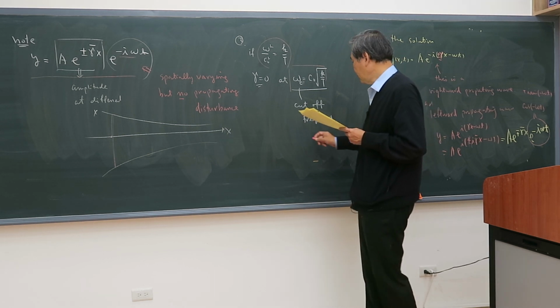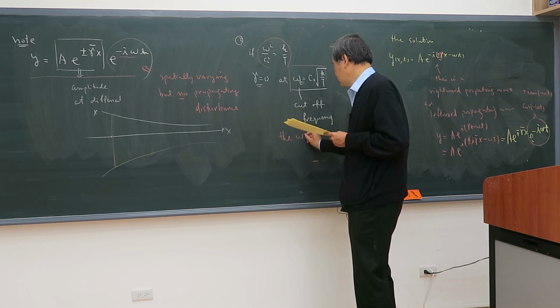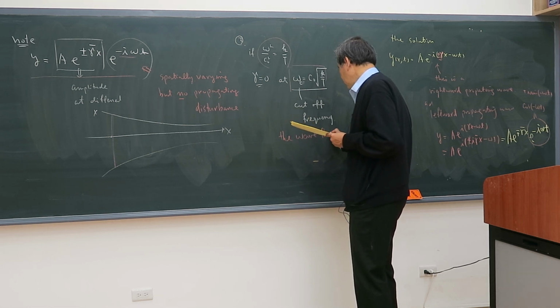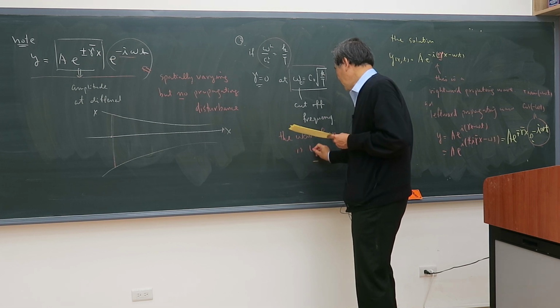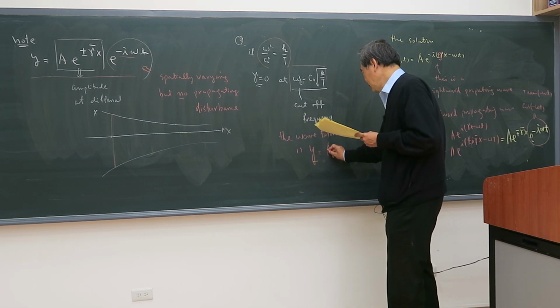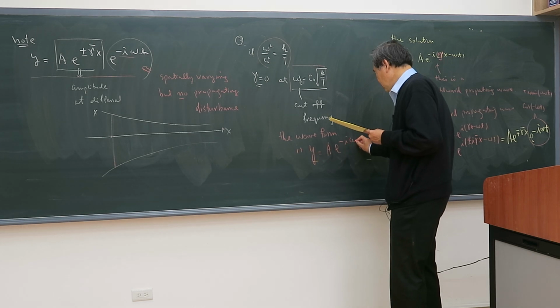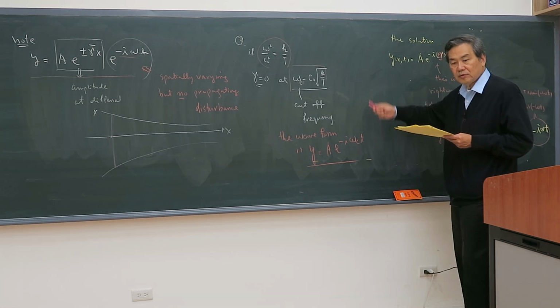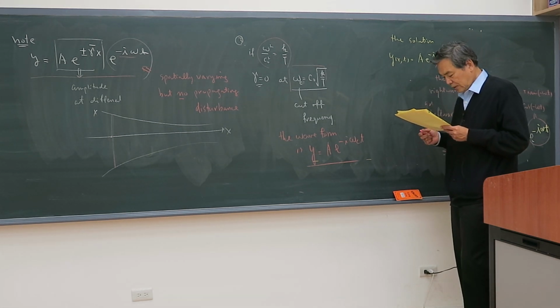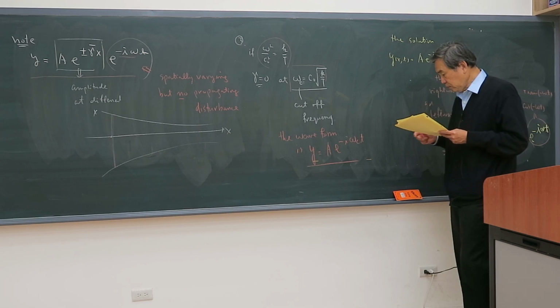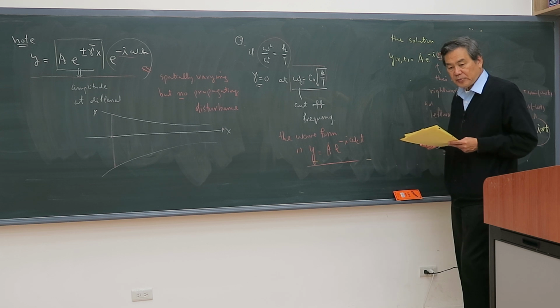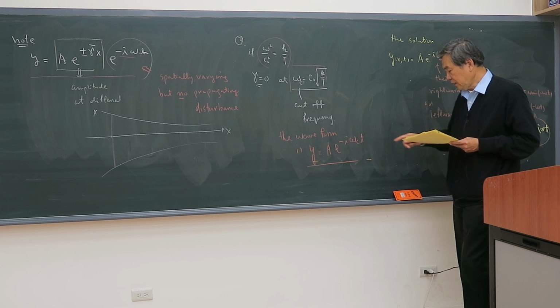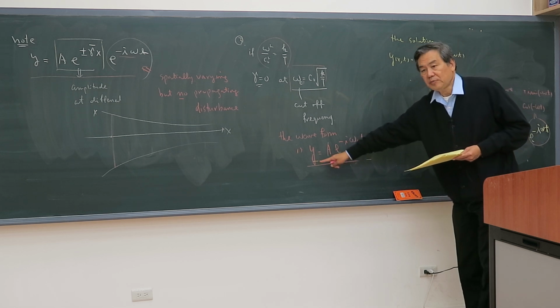And the waveform is y equal to a e to the minus i omega c t. It's just like an oscillation with frequency omega c. So there is no spatial variation, just a time variation. At a different time, I have a different y shape.